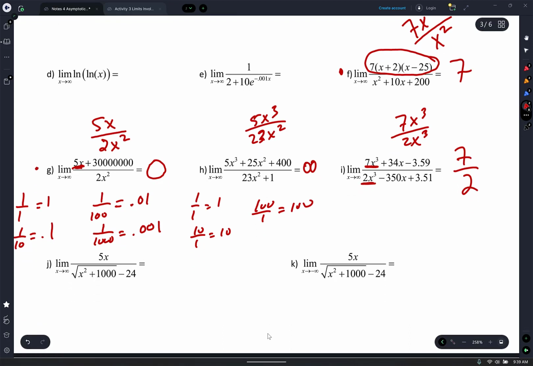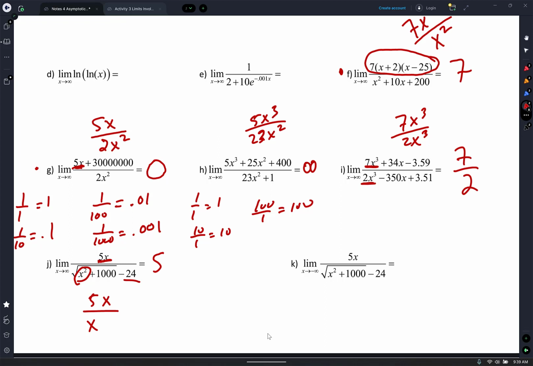Let's look at letter J. Hey, relax. You've got to just go one at a time. You just have 5x in the numerator, and that's it, right? In the denominator, look first at the square root of x squared plus 1,000. X is approaching infinity, so as x gets really, really large, the x squared is the ocean, right? What's the square root of x squared? X. And then we don't care about the 1,000 because that's insignificant. So what's 5x divided by x? 5.